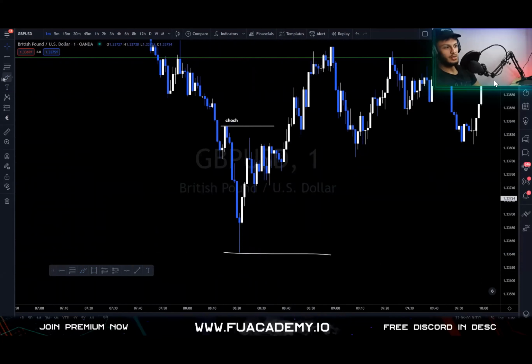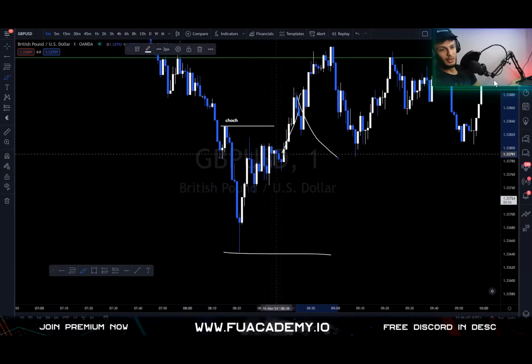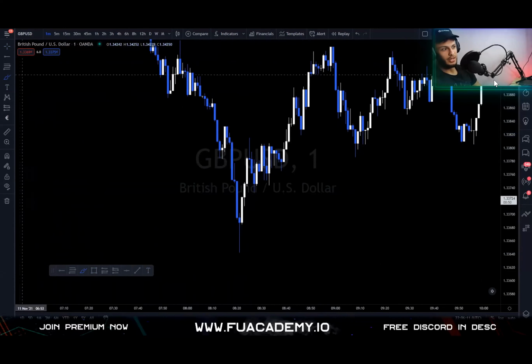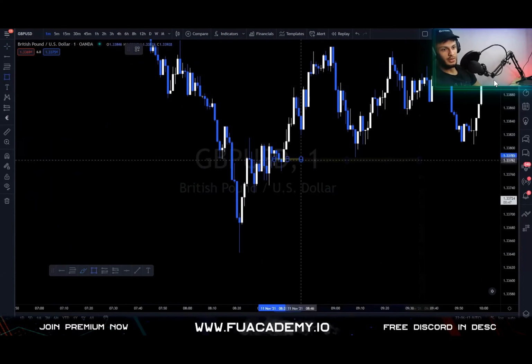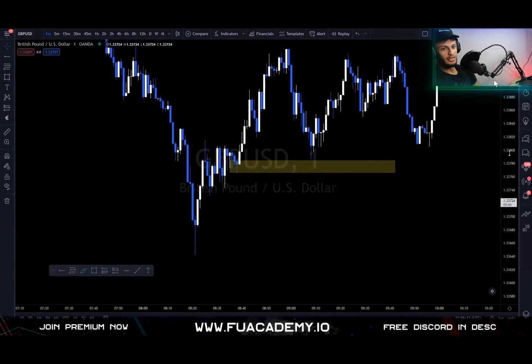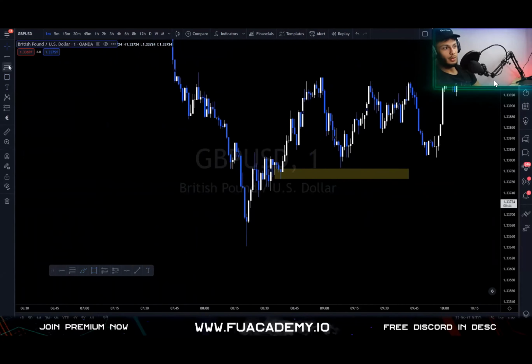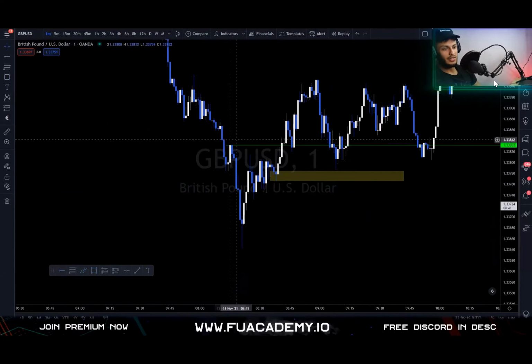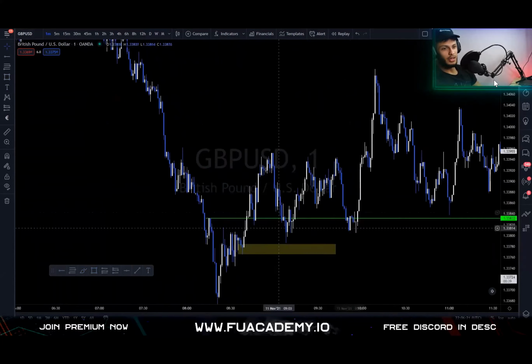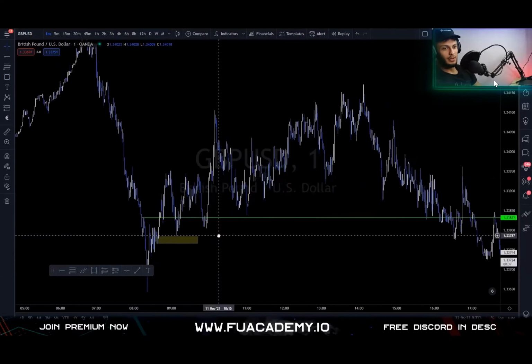And then, as usual, you wait for a retrace after you get that change of character right here. You wait for a retracement back down to an institutional candle, and you have that right here. This is where you could have bought GBPUSD. See this institutional candle that we have on the 1 minute after we got that change of character right here, and you could have bought right there. And that was a beautiful trade.